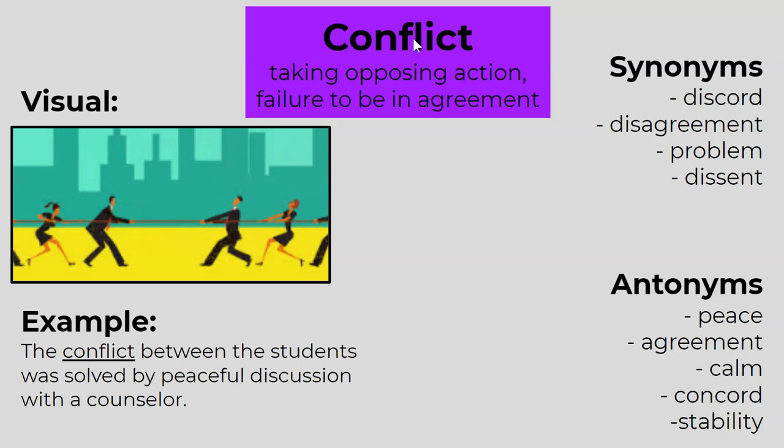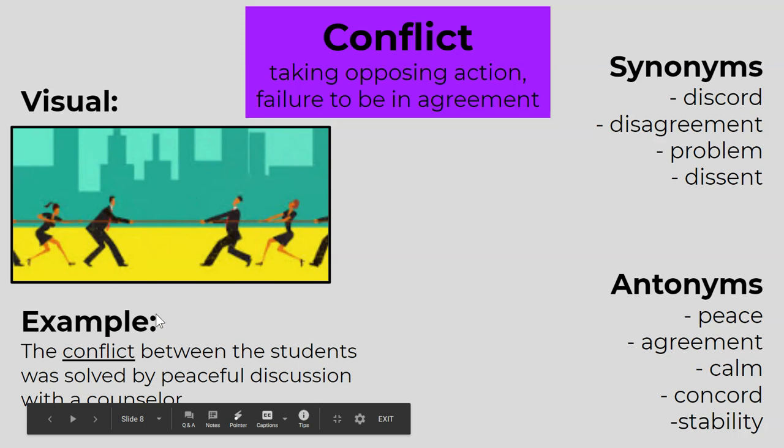The best way to understand themes is first look at the synonyms. Okay, so another word for conflict is disagreement or problem. Okay, you may not be as familiar with discord and dissent, but that's the first tip to understanding the term or the concept: check out the synonyms. Okay, you can check out the visual that helps shape the concept in your mind.